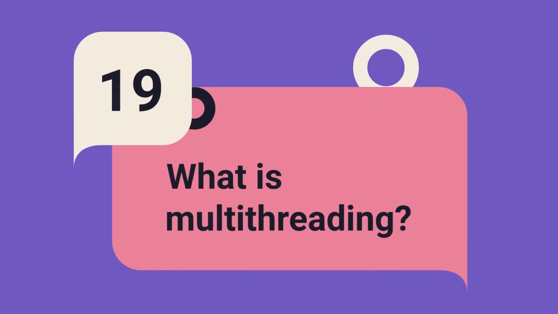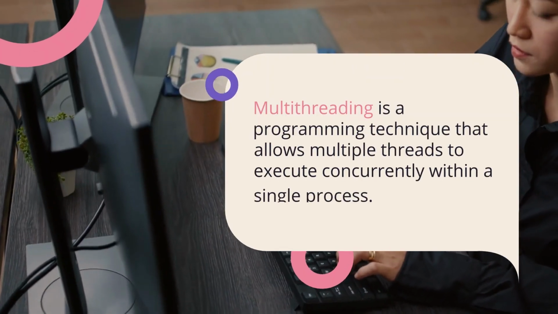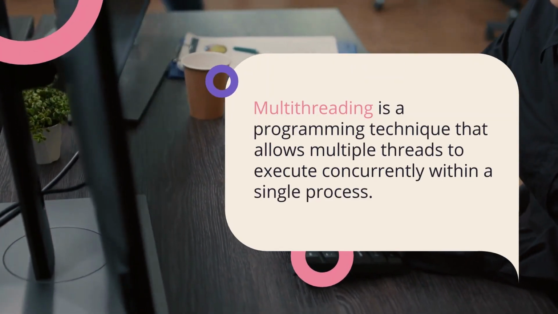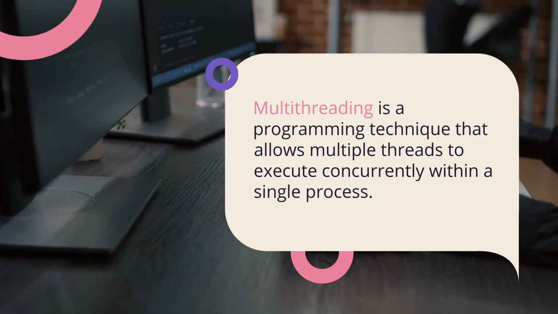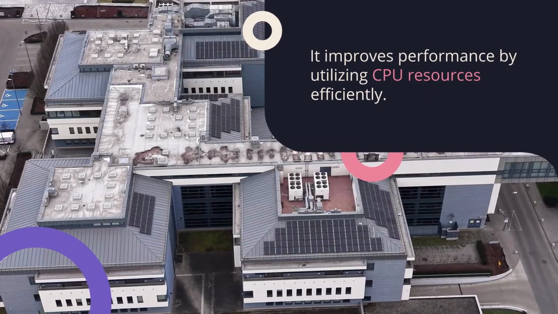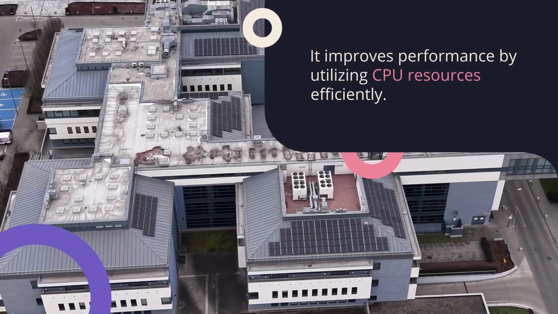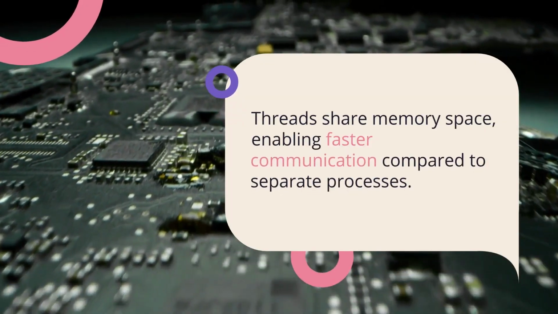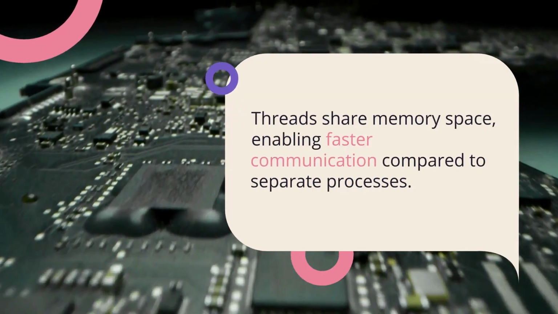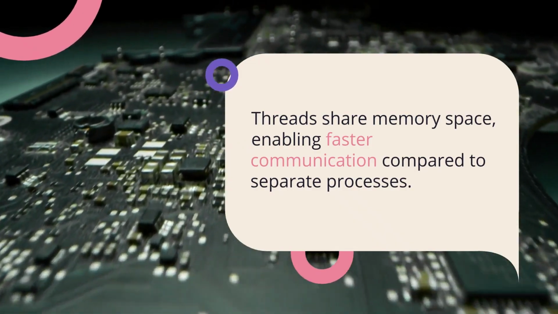19. What is multithreading? Multithreading is a programming technique that allows multiple threads to execute concurrently within a single process. It improves performance by utilizing CPU resources efficiently. Threads share memory space, enabling faster communication compared to separate processes.